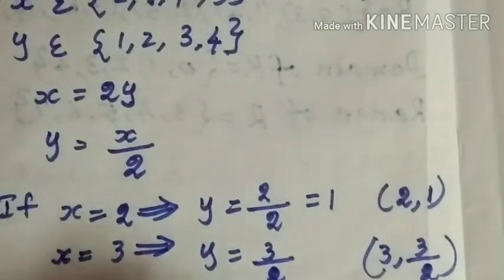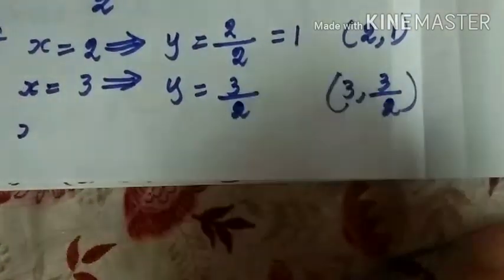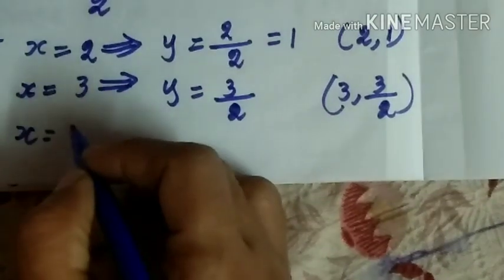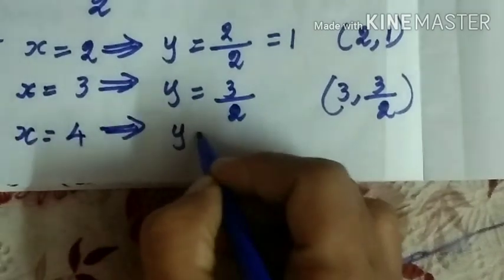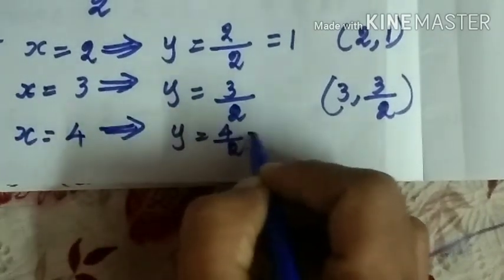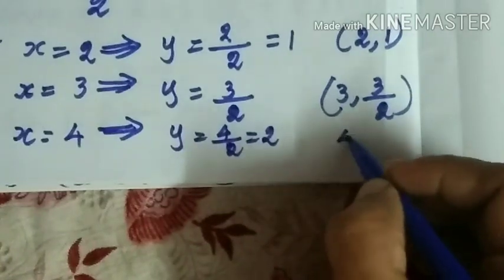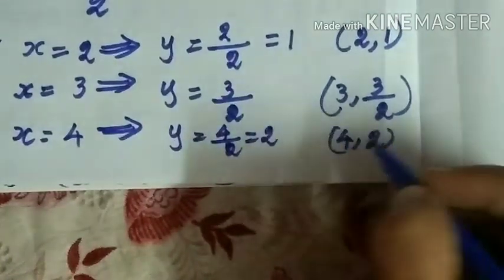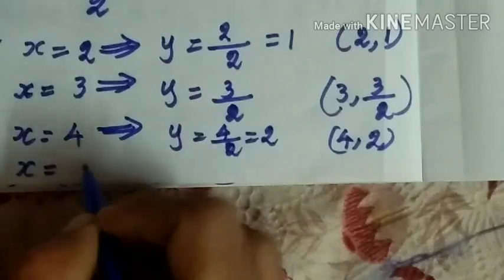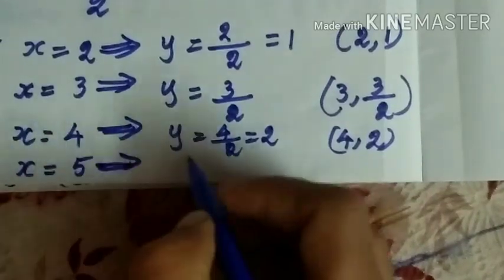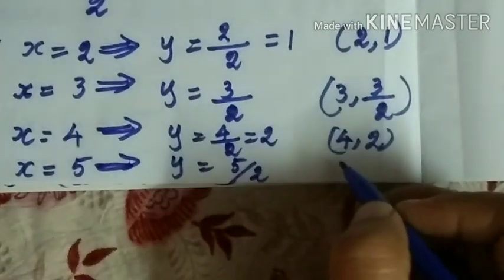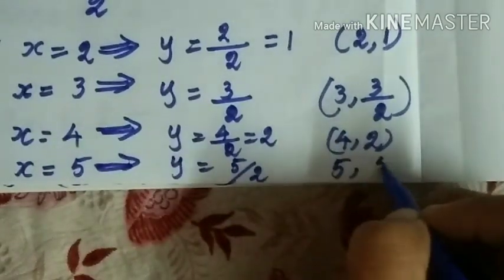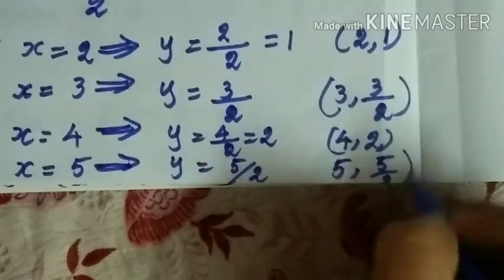Then if x is equal to 4, y equals 4 by 2, that is 2, then the ordered pair is (4, 2). Then if x is equal to 5, then y equals 5 by 2, then the ordered pair is (5, 5 by 2).